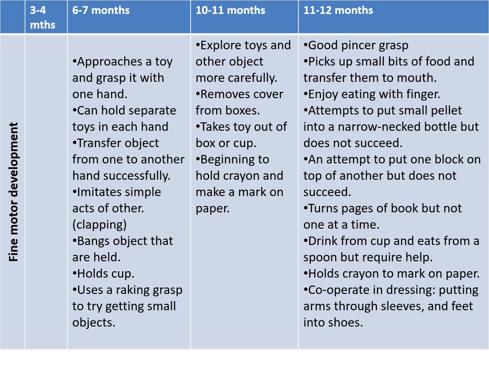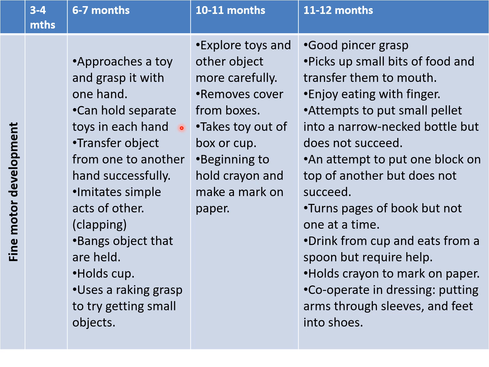Fine motor development. Already I have told, at 3 to 4 months the gross motor and fine motor development are the same. 6 to 7 months: approaches a toy and grasps it with one hand. So they will be reaching out for a toy and grasping it with one hand. They can hold separate toys in each hand. If you are giving two toys, one in each hand, they will be holding them.